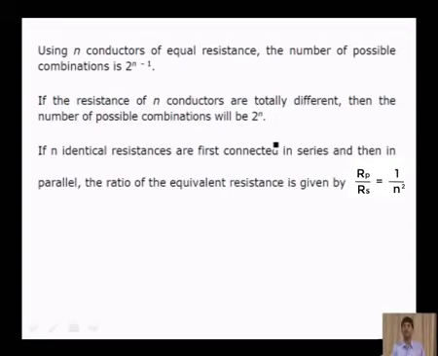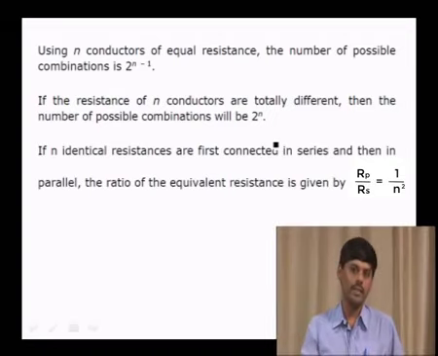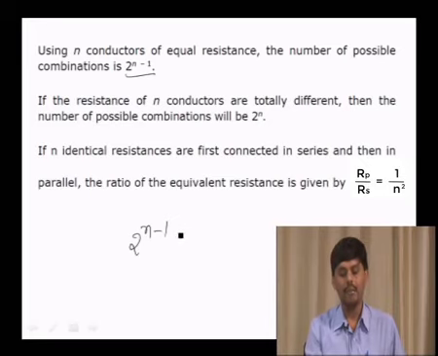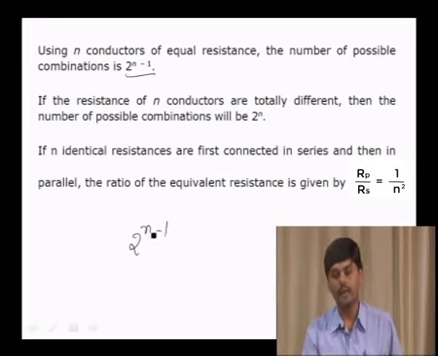Suppose using n conductors of equal resistance, the number of possible combinations is given by 2 power n minus 1, where n is the number of resistors. Say for example, 5 resistors of equal values are given. How many combinations, series and parallel, can you form?